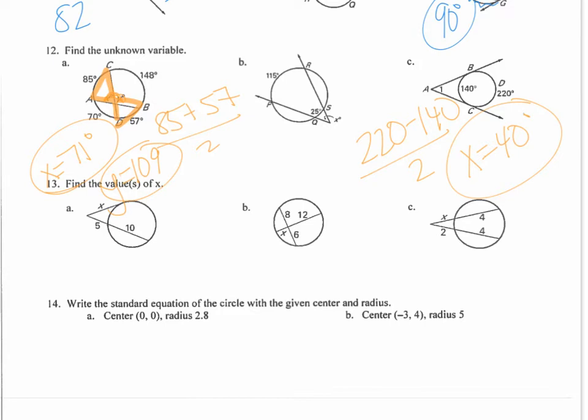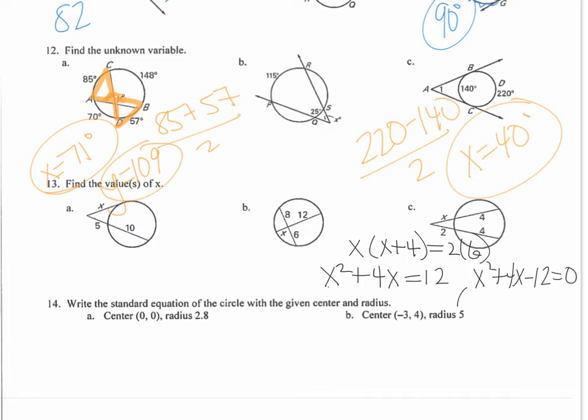Let's do 13C. Outside times whole equals outside times whole. X squared plus 4x equals 12. Oh, I got a factor. How do I know? I have an x squared and an x, so I have to subtract 12. X squared plus 4x minus 12 equals 0. Factor, factor. Factors of negative 12 that make 4: positive 6 and negative 2. So I get x equals negative 6, x equals 2. Can't be negative, so x is 2.